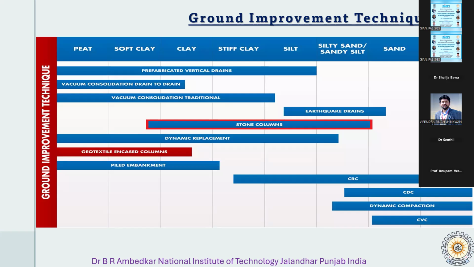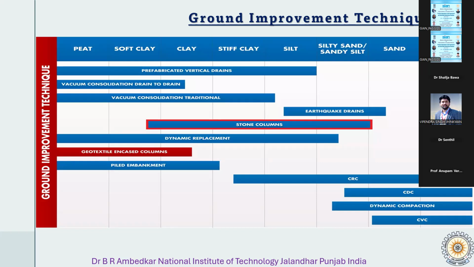Okay, so here I am going to concentrate on stone columns. Focusing on stone columns, these are generally used for soft clay, stiff clay, silt, and silty sand. They help in improving the bearing capacity, reducing the settlement, and they also allow drainage. But if our soil is very soft, like peat or soft clay, then stone columns may not be enough. Then we need to strengthen the stone columns also.